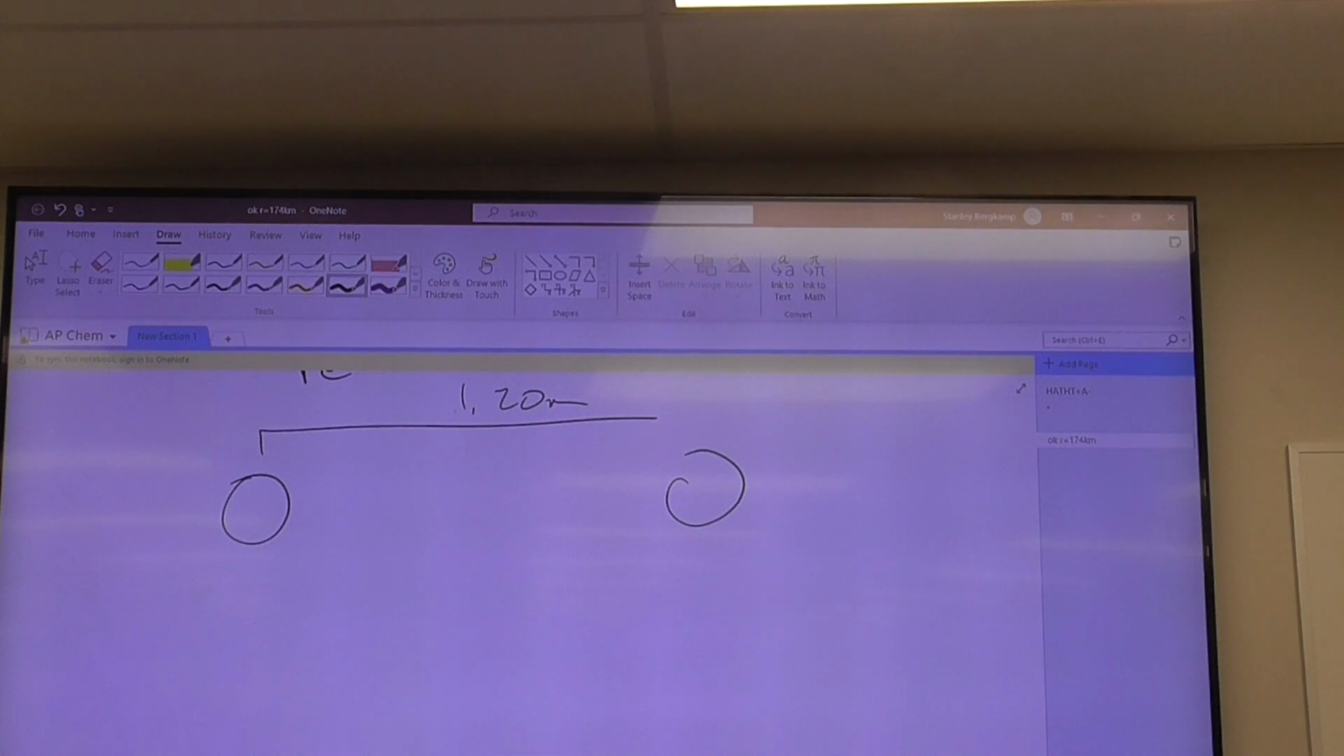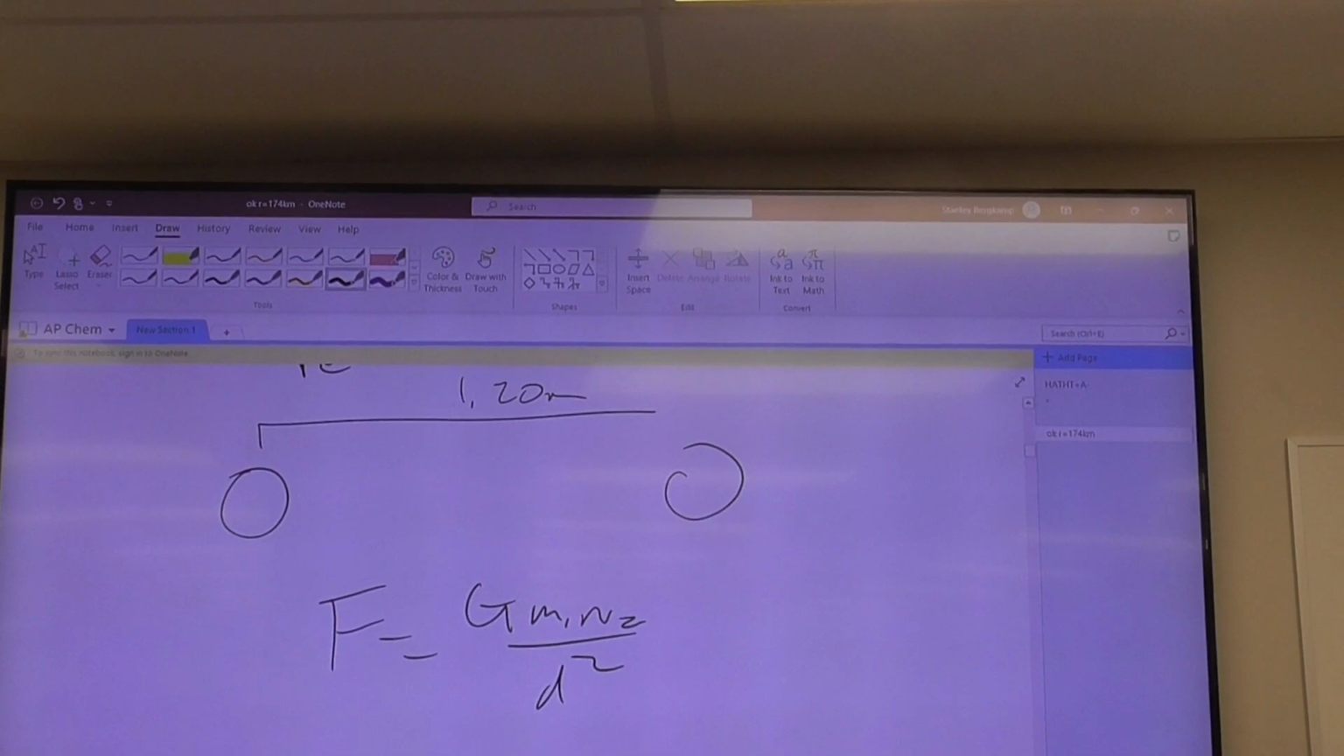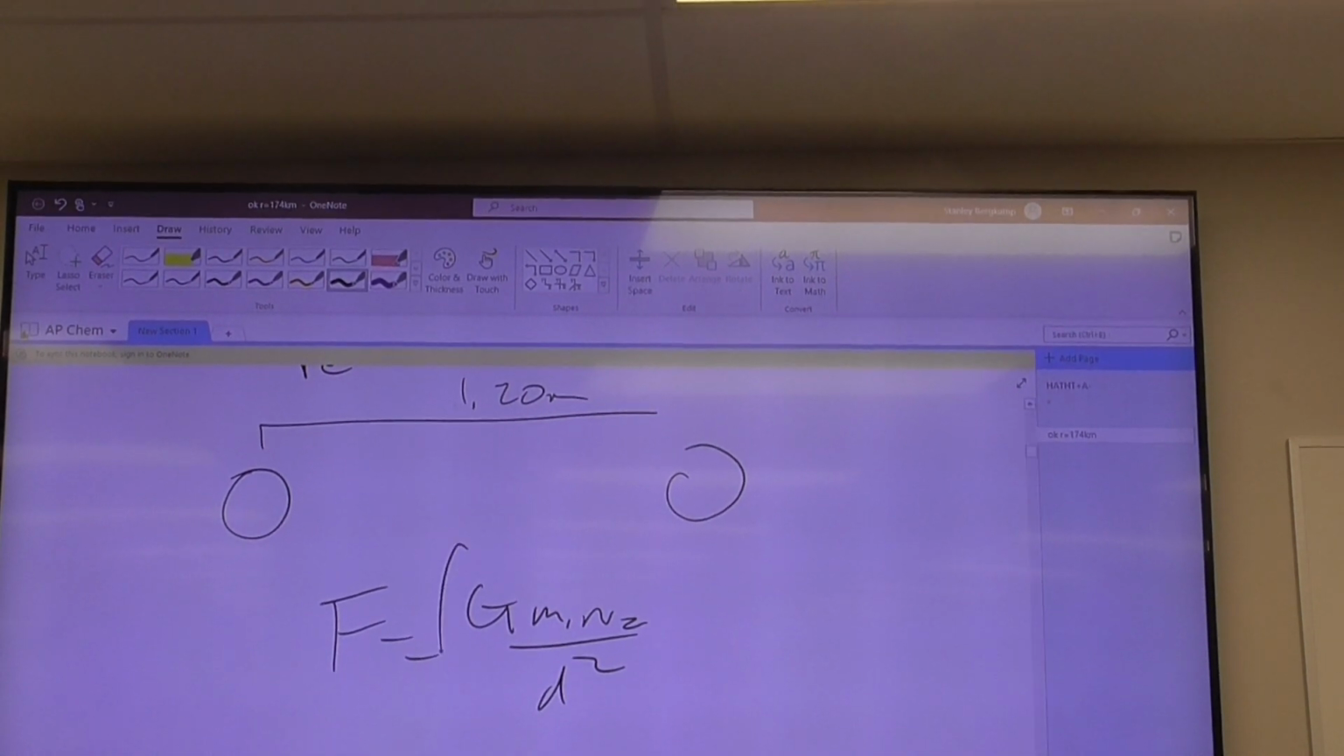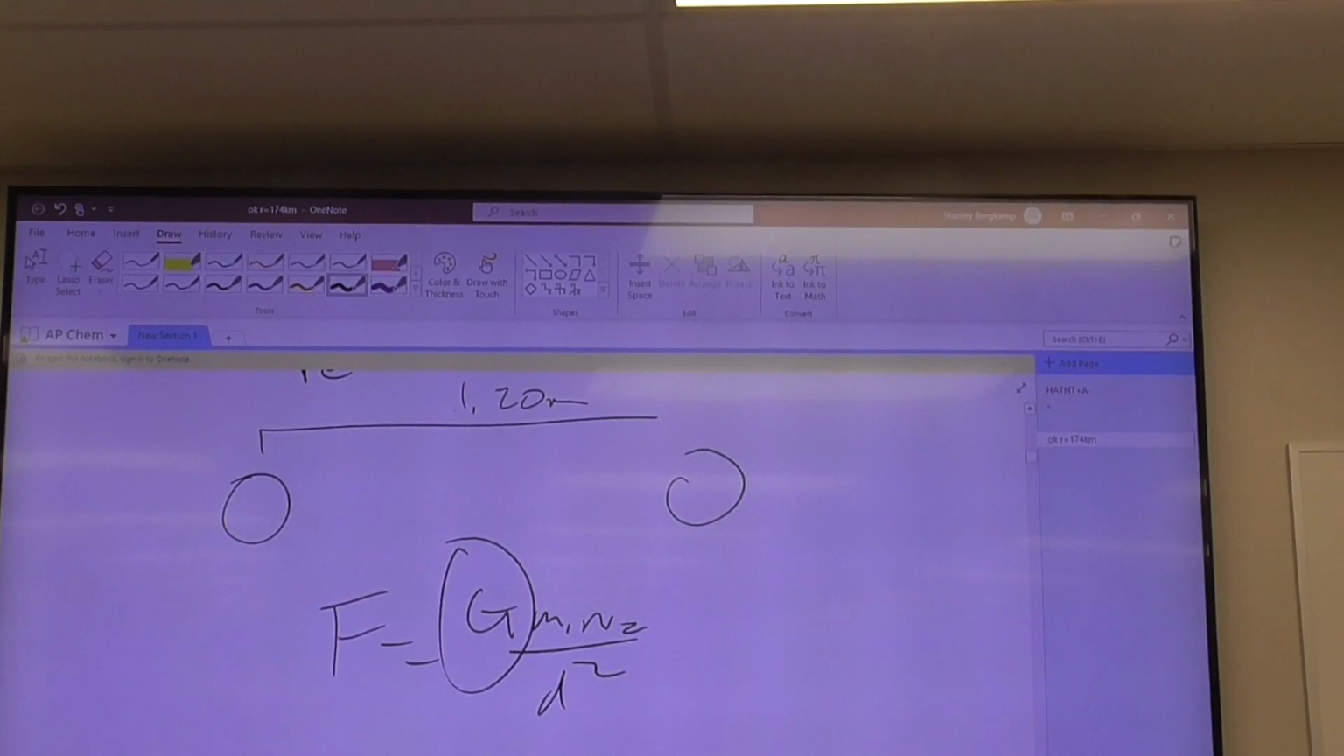So what equation are you going to start with? Andrew. What's the most basic equation to calculate gravitational attraction between 2 objects? Yeah, big G, M1, M2 over D squared. You know the distance between the 2 objects? Yep. You know the force between them? Yep. You know what big G is? Yep. But the mass has created a problem.